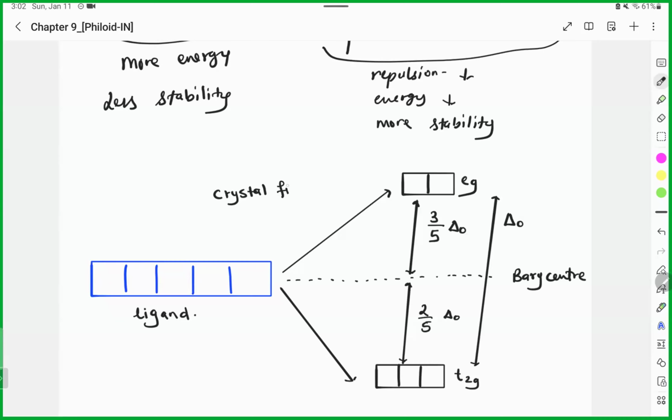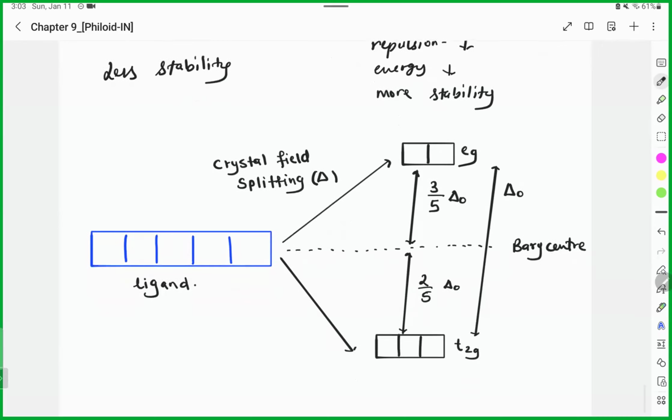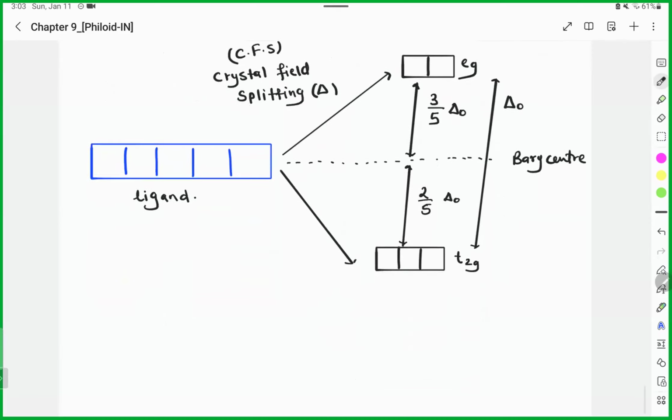The field produced by the ligand will cause splitting of the d orbitals: crystal field splitting. This lambda is the energy level where we are talking about the crystal field splitting. This lambda for octahedral is lambda O. Okay, I will write the short form, crystal field splitting, CFS. Now we are saying that this crystal field splitting will depend upon many factors.